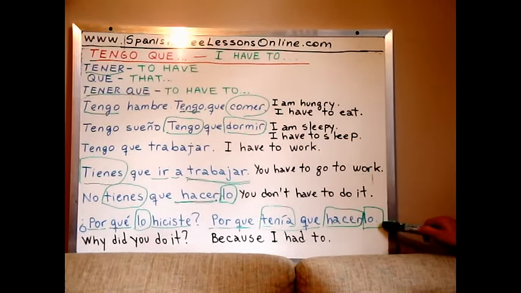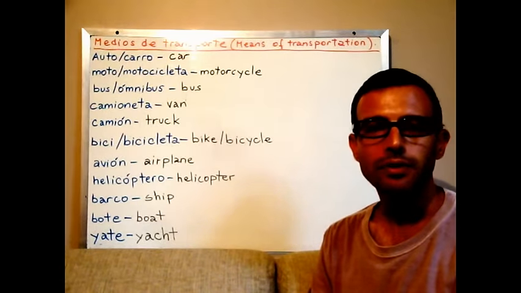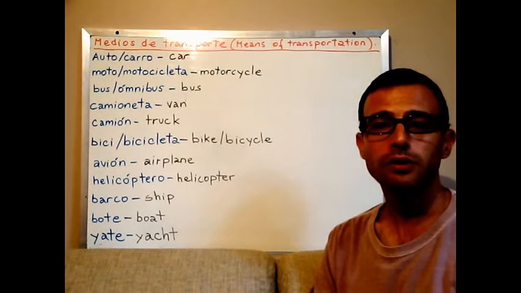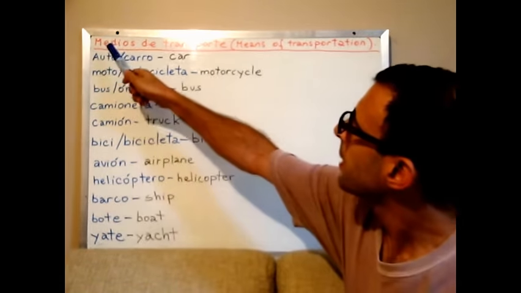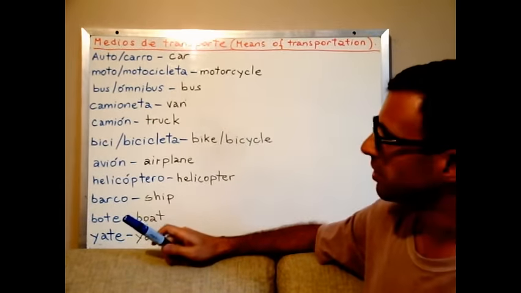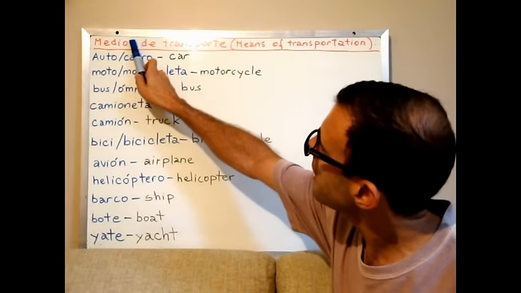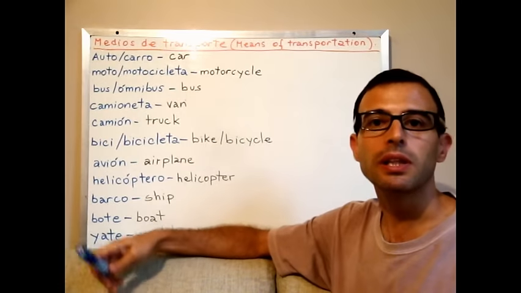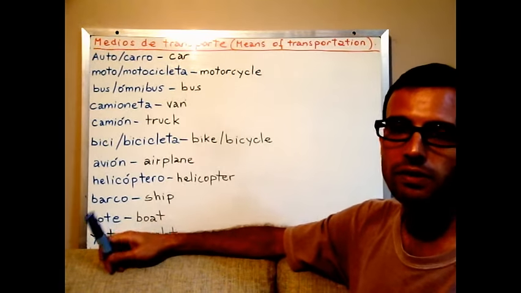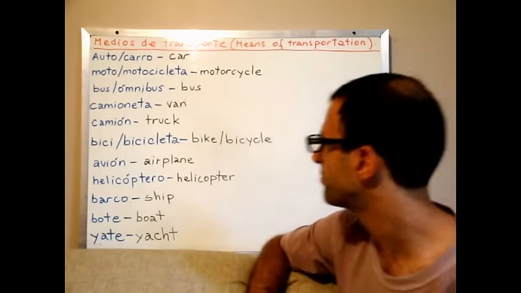Today in our lesson we will see some names of means of transportation in Spanish. Means of transportation is called medios de transporte. Medios means means, okay? Actually, the word medio without the s means middle of something, but here medios is also used like means of something. Transporte means transport or transportation.